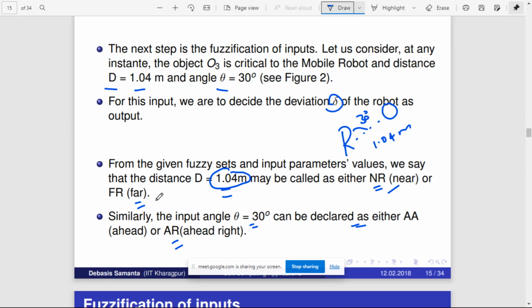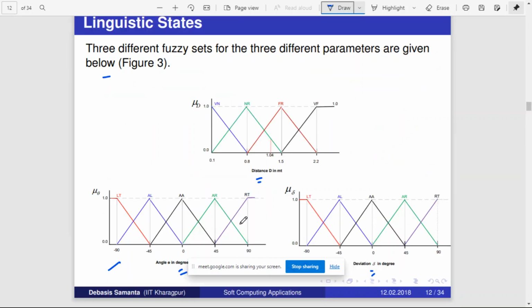How were these values achieved? Just see this diagram. This represents distance, so this is the membership function for distance. Now what is our distance value? 1.04. You can see here, this is 0.1, this is 0.8, this is 1.5. So 1.04 is coming somewhere here.